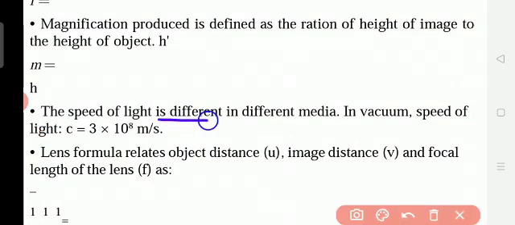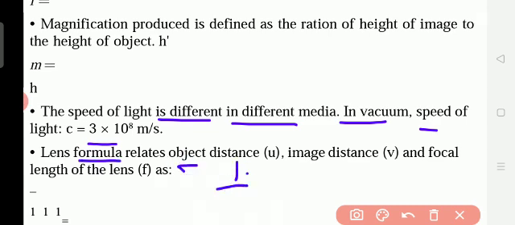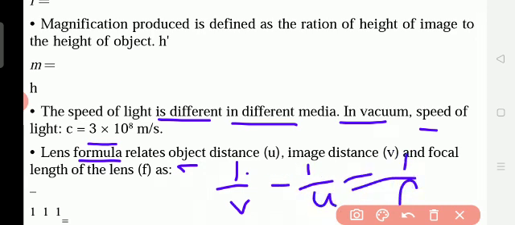The next one: the speed of light is different in different mediums. In vacuum, the speed of light is 3 × 10^8 meters per second. In empty space, the speed of light is more, but the speed of light in water is less, and also in glass it is less. The lens formula relates 1/v - 1/u = 1/f. The mirror formula is 1/v + 1/u = 1/f.